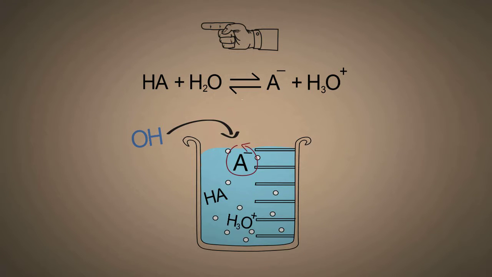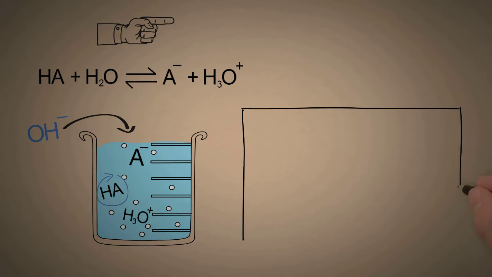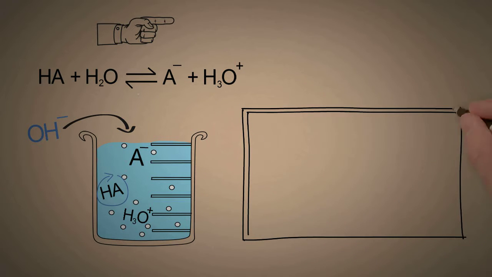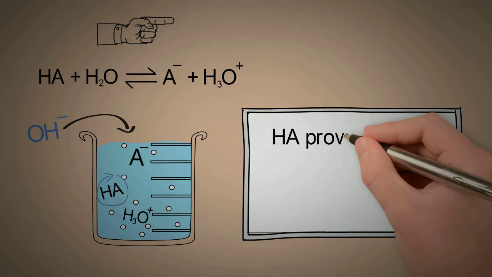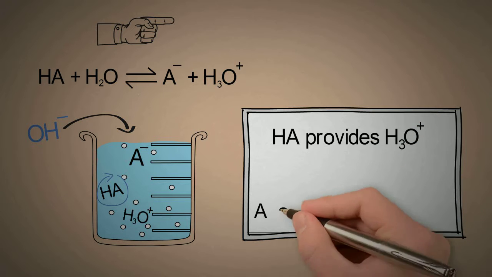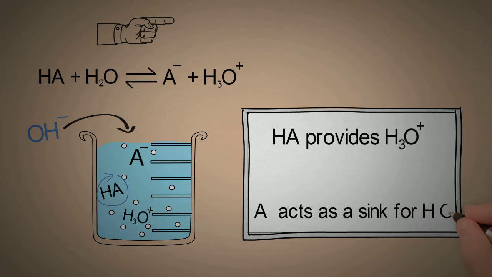Whereas if we were to add a small amount of alkali, we'll get OH- put in, and this will react with the H3O+, which will increase the pH. Therefore, our acid, the HA, will react with H2O to make more H3O+, pushing the equilibrium over to the right in order to make more H3O+, to lower the pH. The main thing to remember here is that our acid will provide H3O+, and our salt will act as a sink for the H3O+ added.